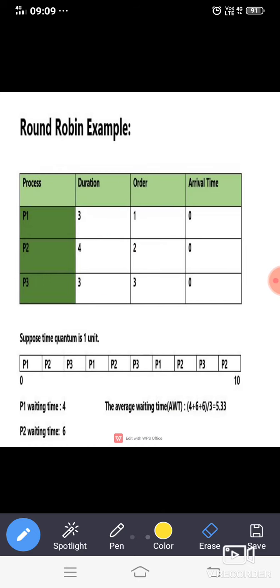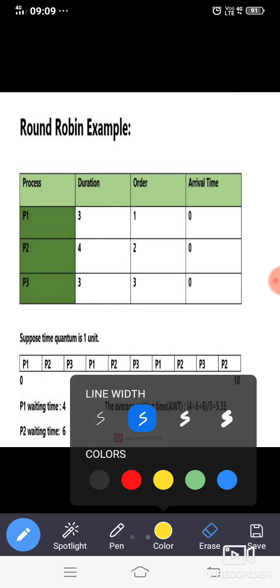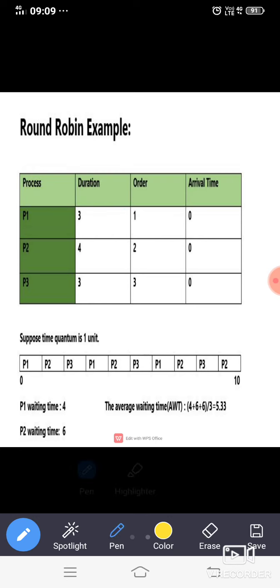Now let us see the order in which they have come into the operating system. P1 has come first, P2 has come second, and after P2, P3 has come. Who has come first? P1. Who has come next? P2. Who has come at the last? P3.